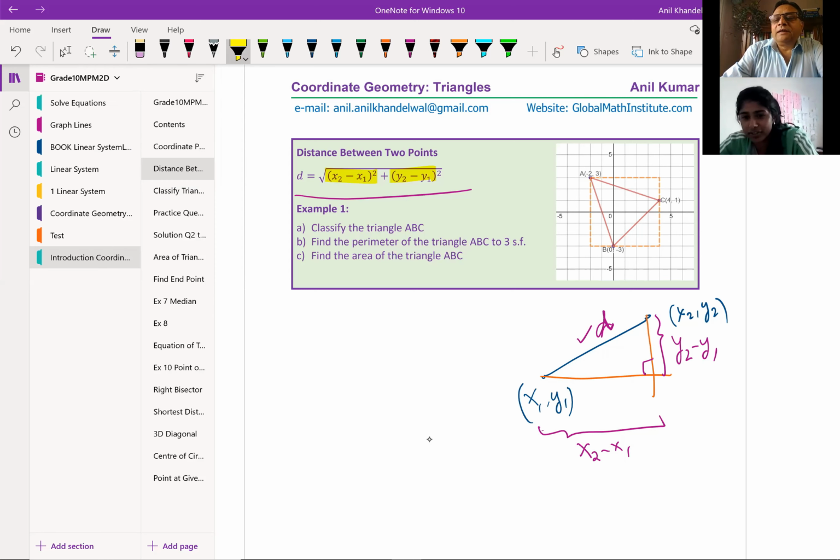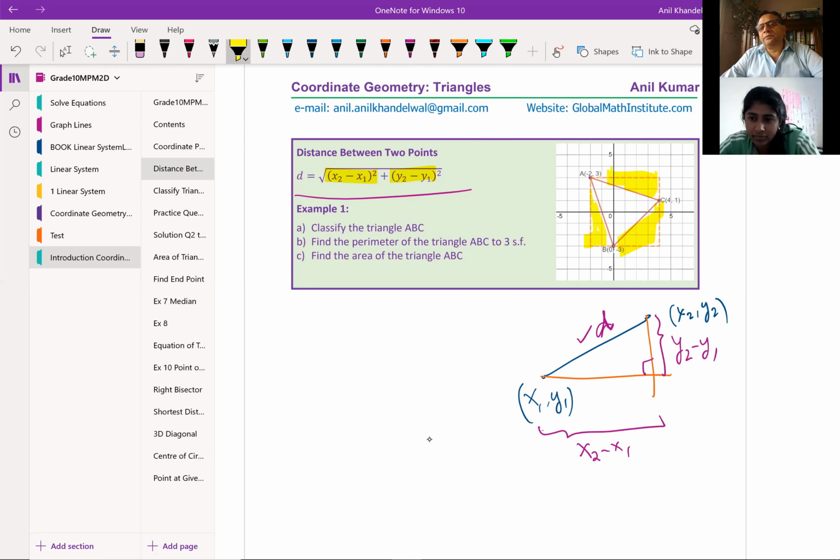Perfect. So basically, you find the area of the square and take away the area of these triangles, which is half base into height. Now, those are right angle triangles. That is an excellent strategy. This strategy can not only help you find the area of the triangle, it could have been any polygon. Do you realize that?